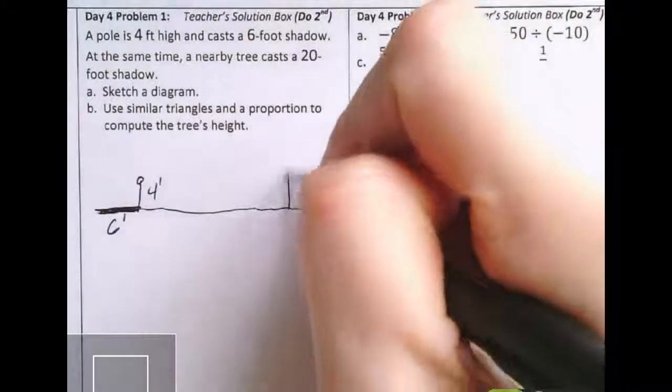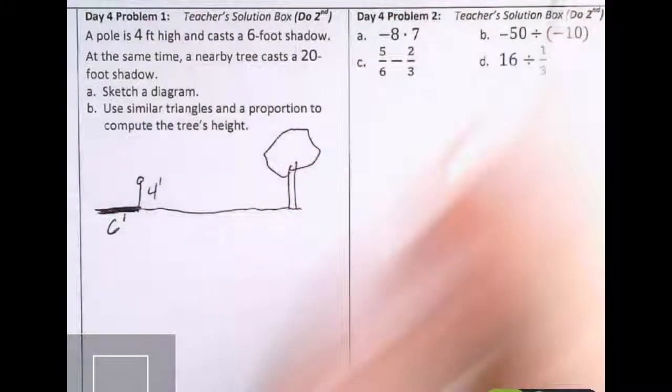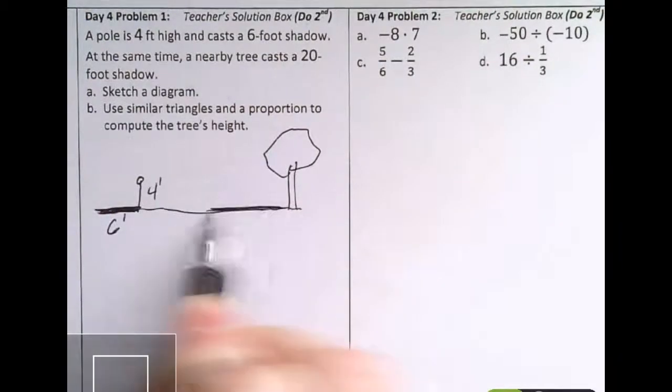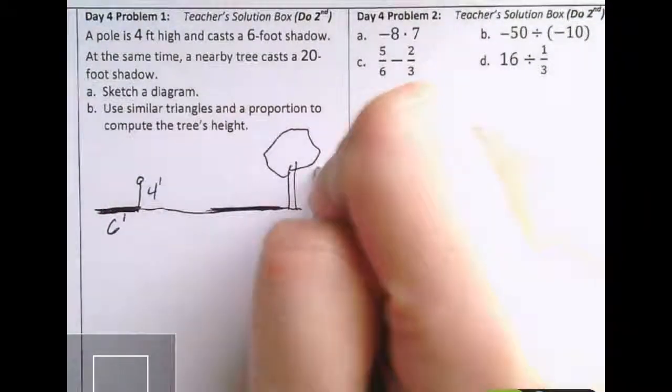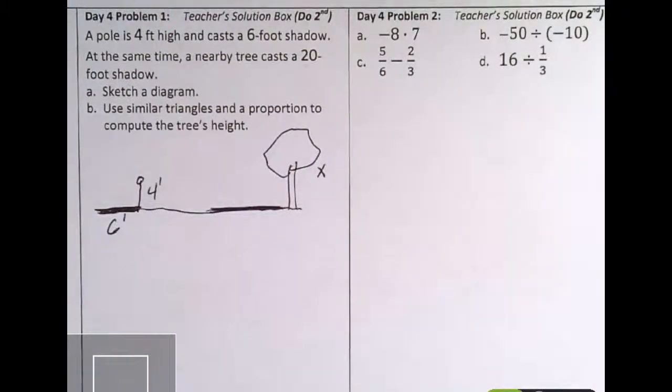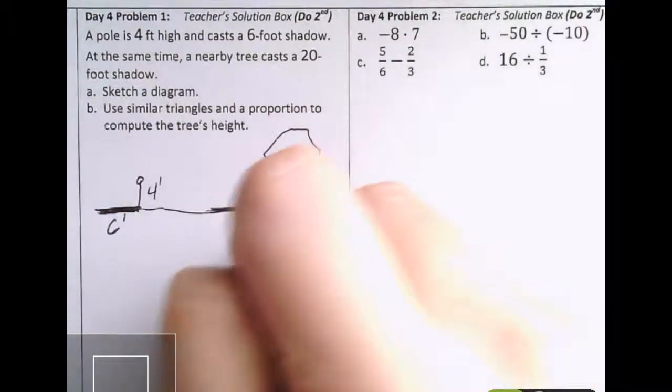There's a nearby tree, and its shadow will be to the left side of the tree. We don't know how tall the tree is. We can call it X, and the shadow of the tree is 20 feet.